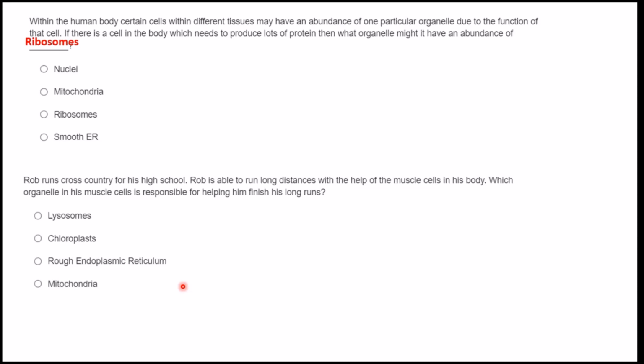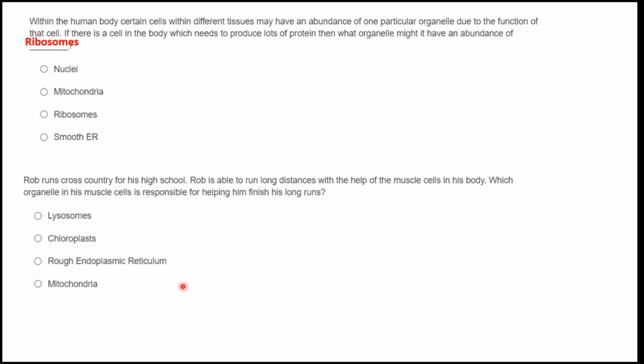They take instruction from the nucleus and use it to manufacture protein for the cell. If a cell is found in a place that requires the production of more protein, then it will often possess an abundance of ribosomes.